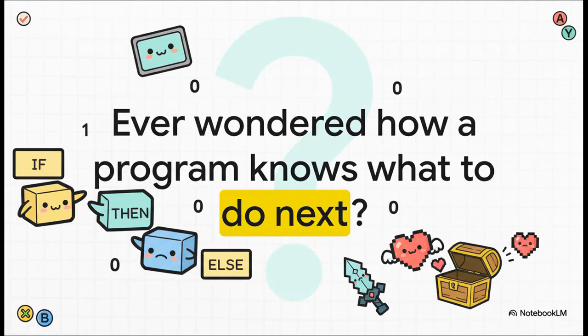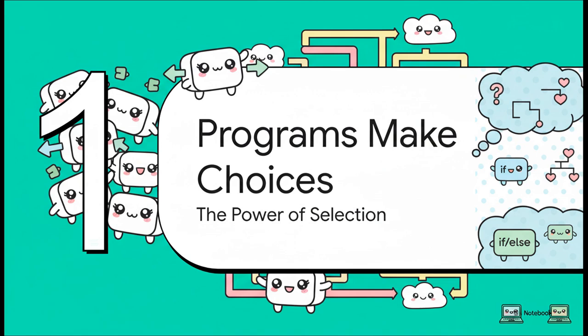How does a program know if you've won or lost a game? How does a login screen know if you typed the right password? Well, it's all thanks to a core programming idea that lets our code literally choose its own adventure. And that big idea is called selection.